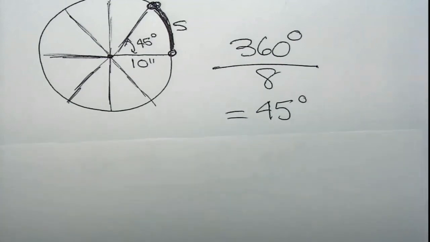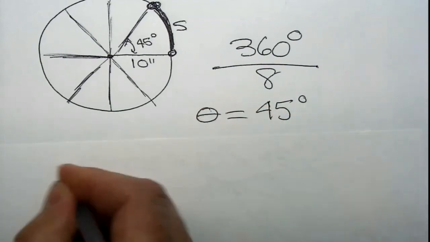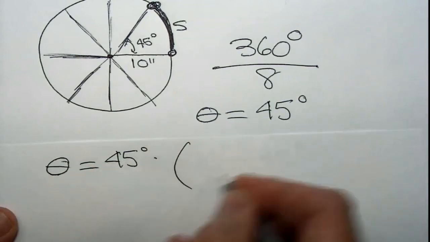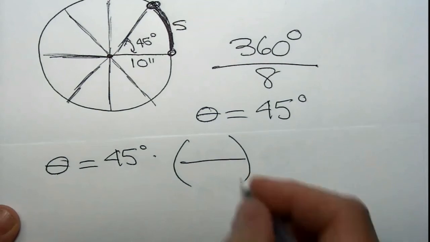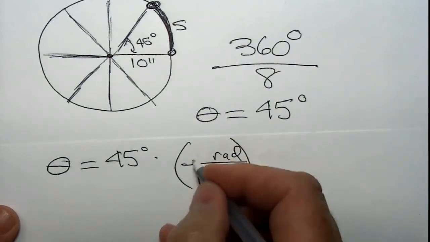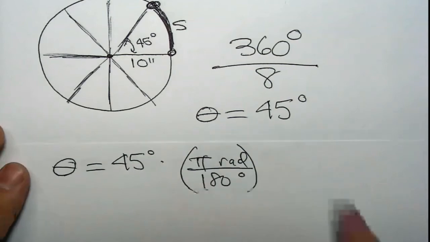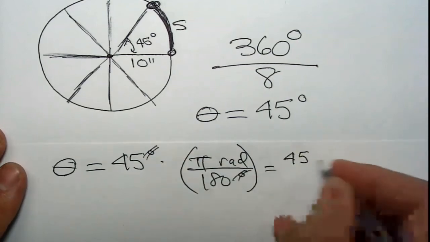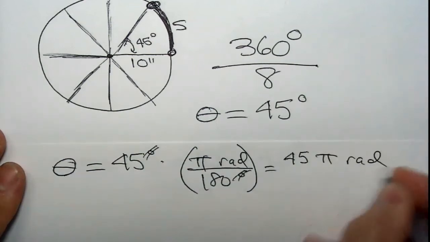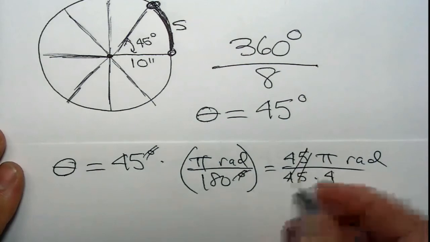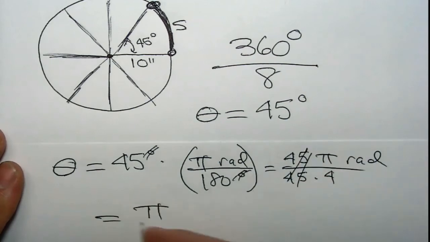So let's convert 45 degrees into radians. Here's my theta is 45 degrees. Let's convert to radians by multiplying by a unit conversion fraction, degrees on the bottom, radians on the top. There's 180 degrees in a half circle. There are pi radians in a half circle. Cancel out the degrees, and we get 45 pi radians on top, and 45 times 4 is 180 on the bottom. So theta is actually pi over 4 radians.